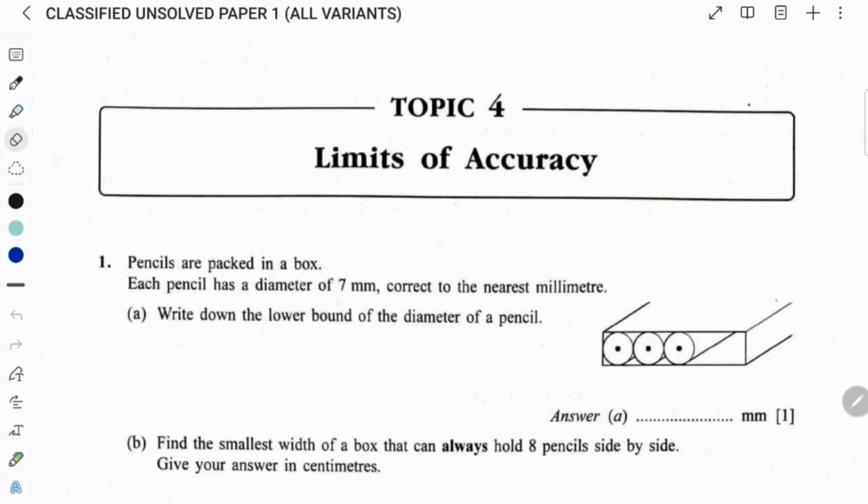You are watching our non-calculator series where I break down key topics to help you score high in your IGCSE and O-levels exam. In today's video, we are covering limits of accuracy, how close a rounded number is to the actual value, and I'll explain the upper and lower bounds with clear examples step by step.